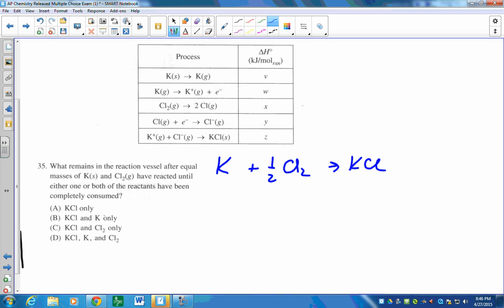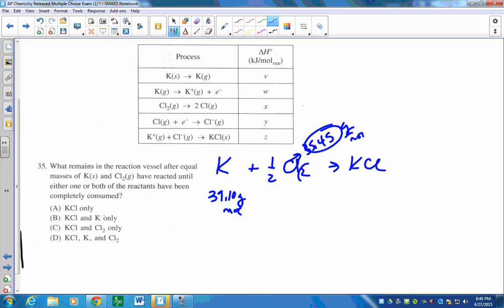So I'm going to look at the chart, and potassium is like 39.10 grams per mole, and chlorine is like 35.45 grams per mole.